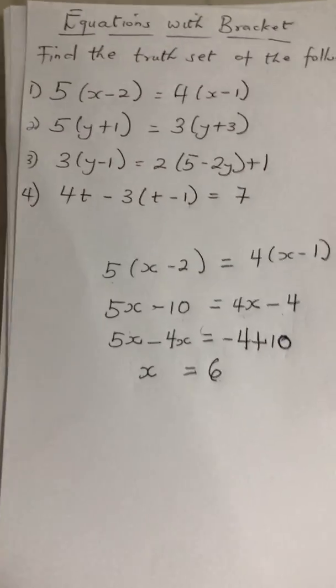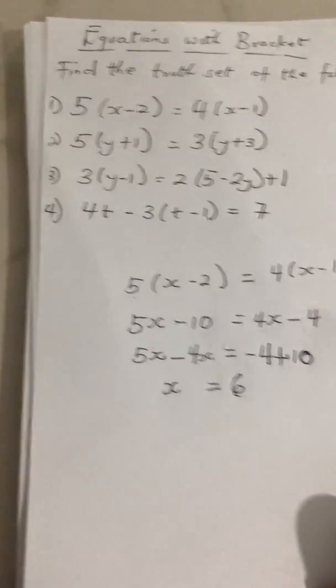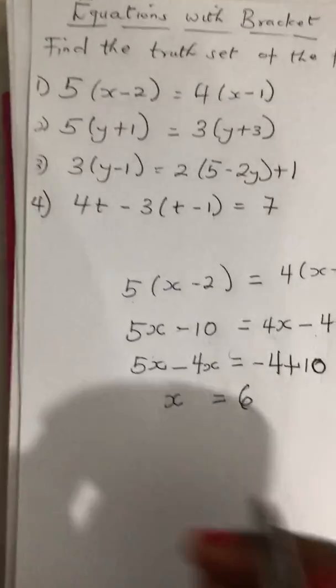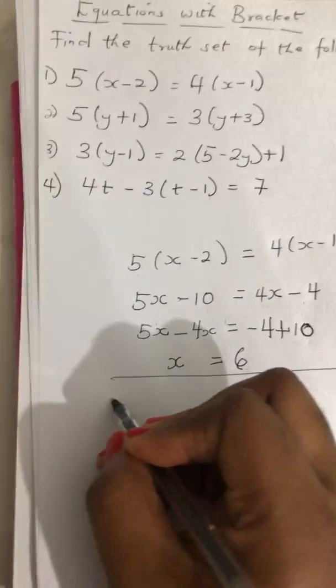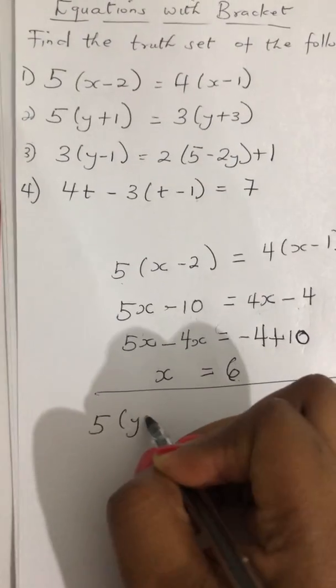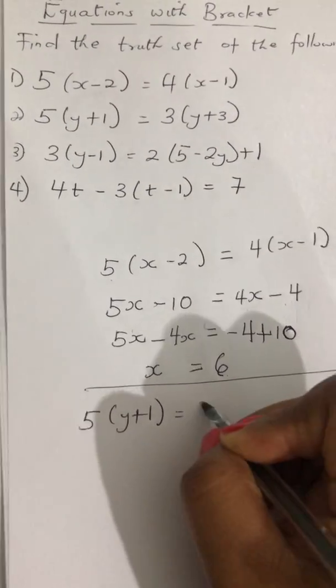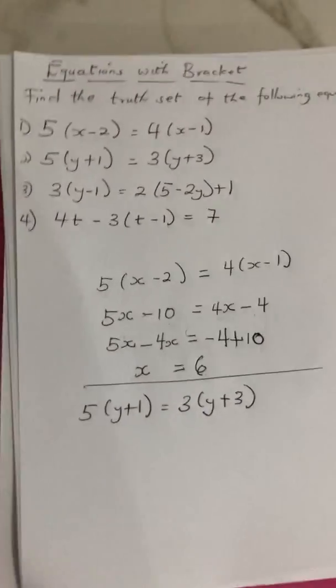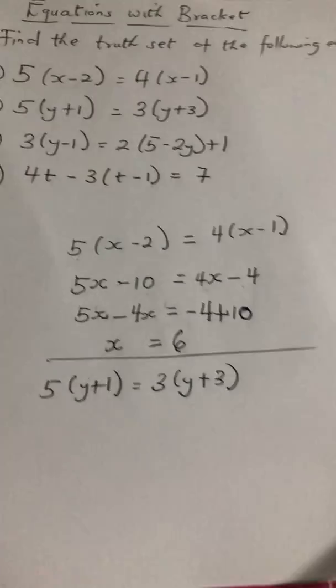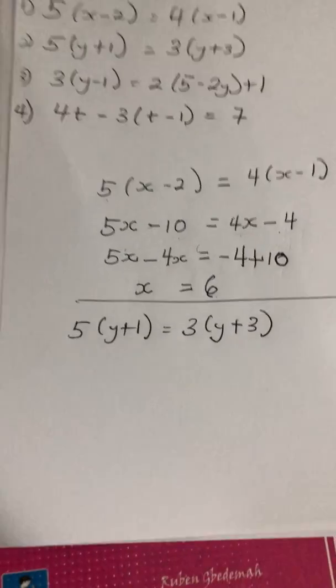Okay, let's look at number 2 question. Number 2 says 5y plus 1 is equal to 3y plus 3. Right, so you are going to open the bracket, right? That's the first thing we do.